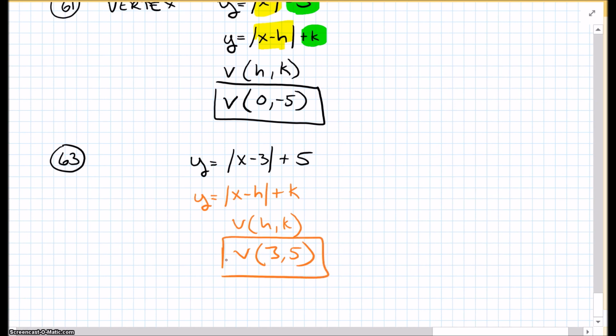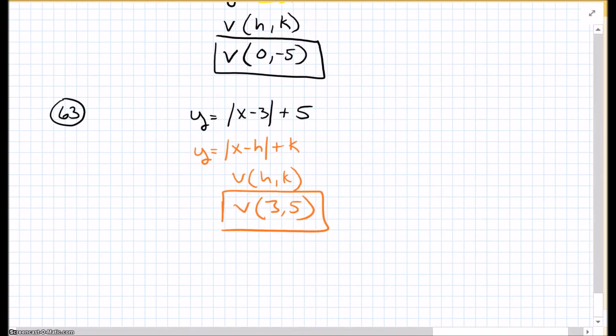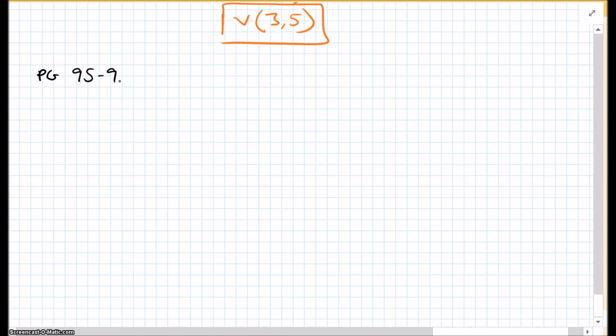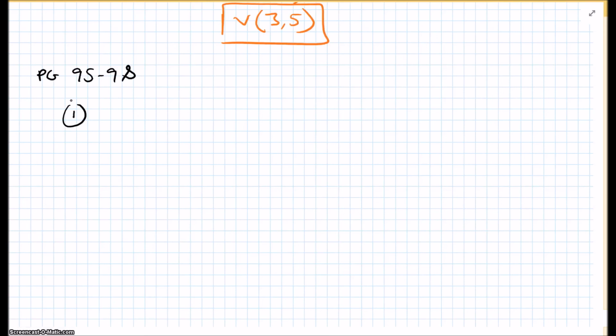Okay, that somewhat covers what we're going to see on the test for 2.5. Let's go now to 2.6. These things are on pages 95 to 98. Number 1 says compare the graphs of each pair of functions. Describe how the graph of the second function relates to the first.